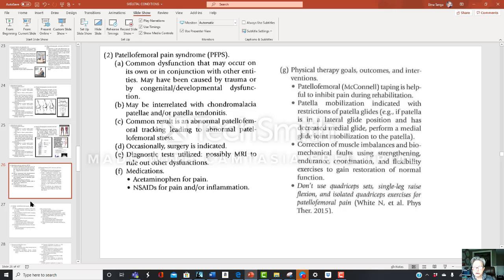Don't use quad sets, straight leg raise, and isolated quadriceps exercises for patellofemoral pain.